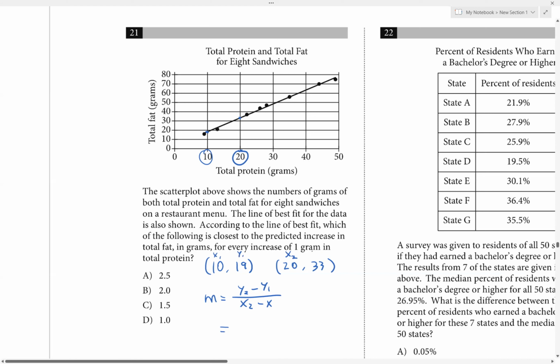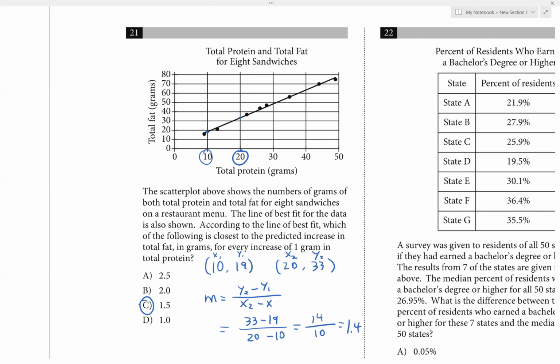If we solve this out, 33 minus 19, we can type it in the calculator, should be 14, right? So 14 on the top, and 10 on the bottom. 14 divided by 10, we get 1.4. So our slope is approximately 1.4. Which one's the closest one? I'll say it's 1.5. That's probably the best answer, the closest one. So that will be our final answer for number 21.